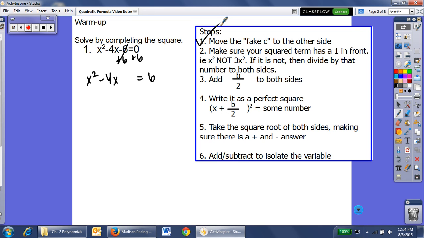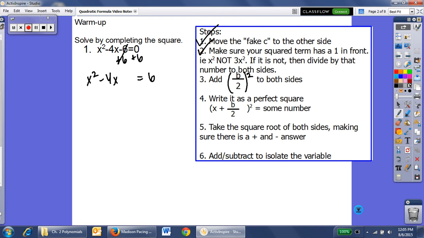Step 2, make sure your square term has a 1 in front. Looking at the first term, x squared, it does have a 1 in front, so that's already done. Next, we need to add b over 2 squared to both sides. So in this case, our b is negative 4.